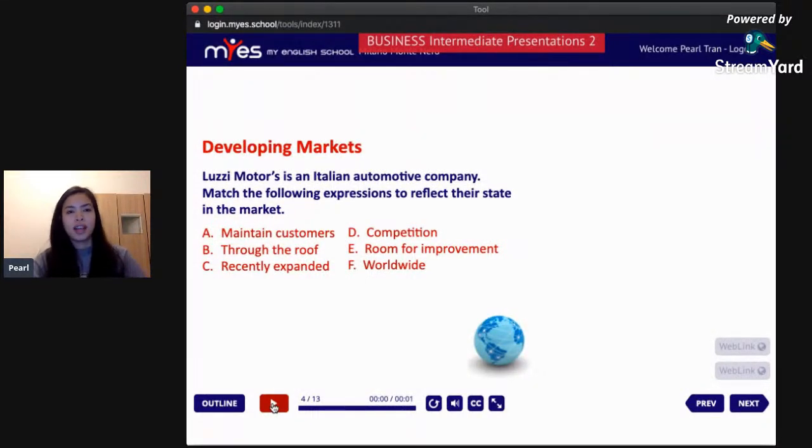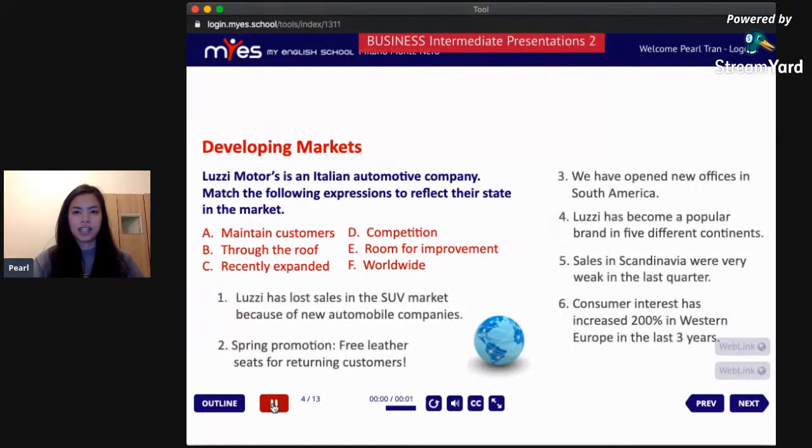Let's continue. All right, developing markets. Luzzi Motors is an Italian automotive company. Match the following expressions to reflect their state in the market. For the letters, we have maintain customers, through the roof, recently expanded, competition, room for improvement, and worldwide. And number one, we have Luzzi has lost sales in the SUV market because of new automobile companies. Spring promotion, free leather seats for returning customers. We have opened new offices in South America. Luzzi has become a popular brand in 5 different continents. Sales in Scandinavia were very weak in the last quarter, and consumer interest has increased 200% in Western Europe in the last 3 years. Well, that sounds amazing.